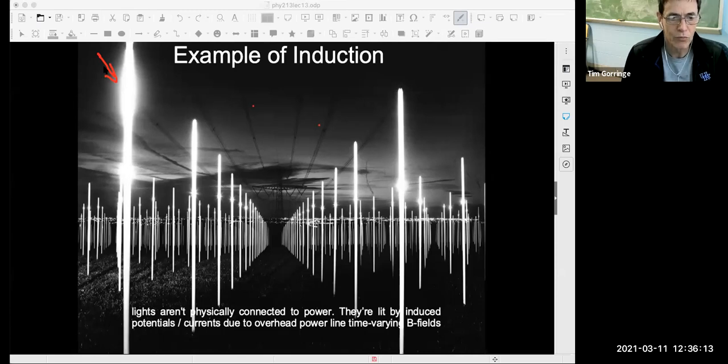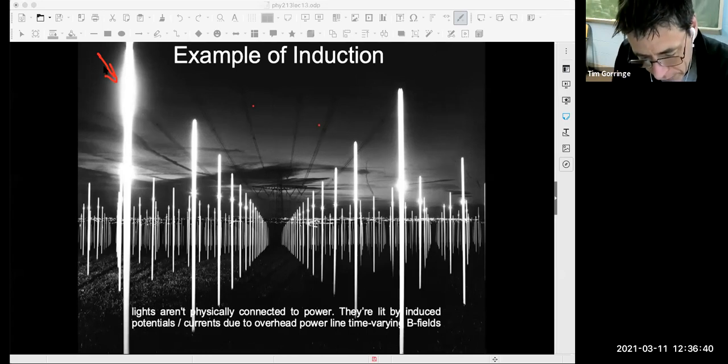There's no wires coming out at the top and bottom of these fluorescent lights that are plugged into a power supply. But despite the fact they're not connected to a power supply, these fluorescent lights are lit. So why are they lit? They are lit because of induction, because of electromagnetic induction.